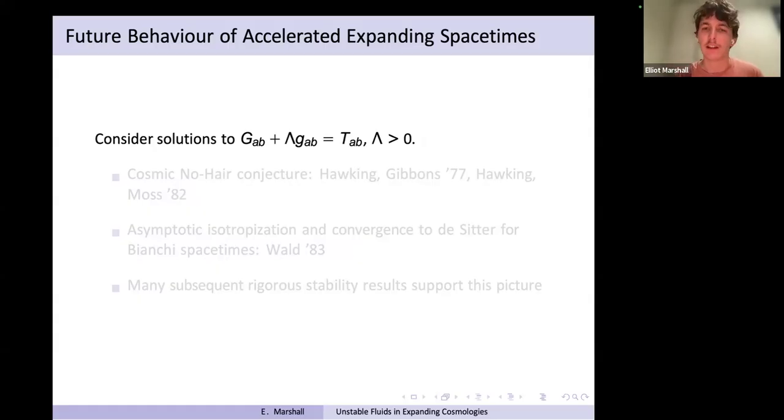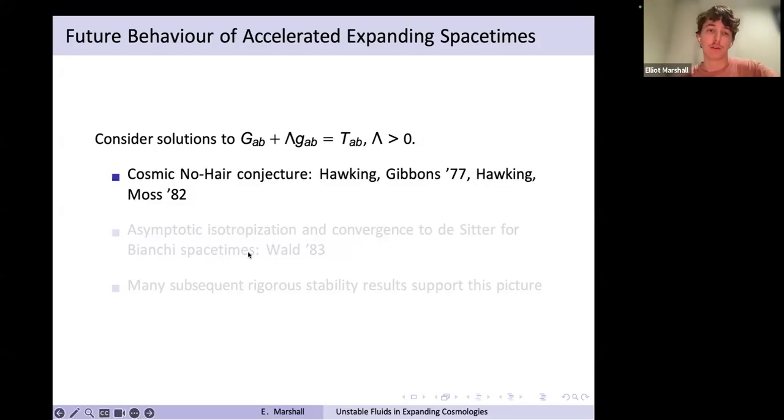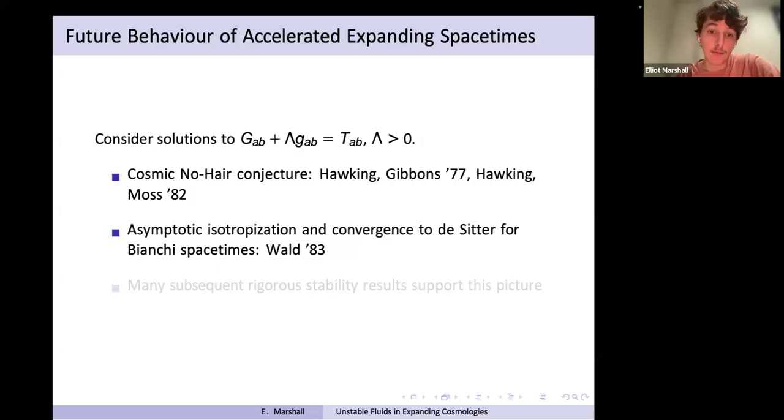And we also expect that the matter should, in some sense, become negligible at late times. This is really called the cosmic no-hair conjecture, which was developed by Gibbons and Hawking and Hawking and Moss, respectively. And then it was actually rigorously proven by Wald in the restricted case of the Bianchi spacetime, so asymptotic isotropization and convergence to the de Sitter solution.